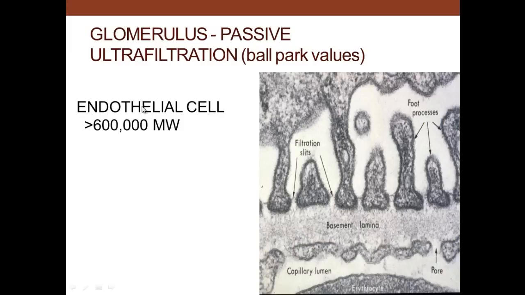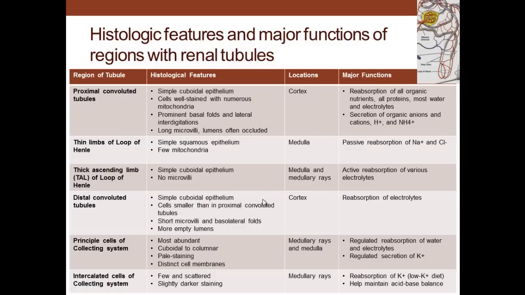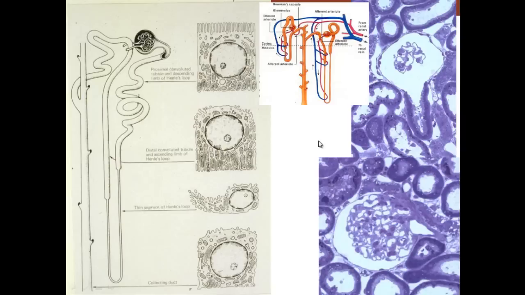Just for ballpark values, endothelial cells stop large proteins and cells. Basal lamina stops another amount, and then the filtration slits stop yet further. And that means some things are trapped in the basal lamina. That's where the mesangial cell migrates through and may be involved in cleaning up the basal lamina. Here we can see the histologic features of various of the components, as I mentioned, where they're located, and what their function is. So you can take a look at those.